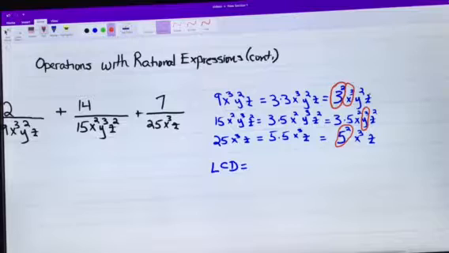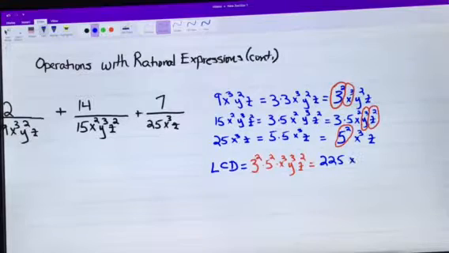And as for z, we've got z to the first and z squared, so we have z to the second. So for the least common denominator, we have 3 to the second times 5 to the second times x to the third times y to the third times z squared. 3 squared is 9, 5 squared is 25, and 9 times 25 is 225, and we have x to the third, y to the third, z squared.